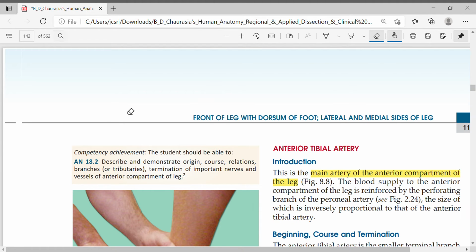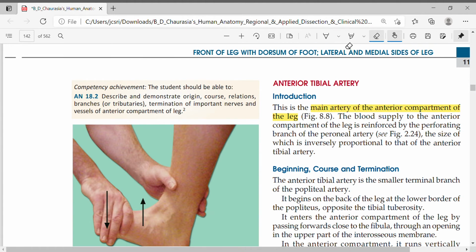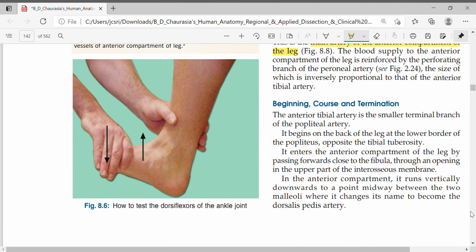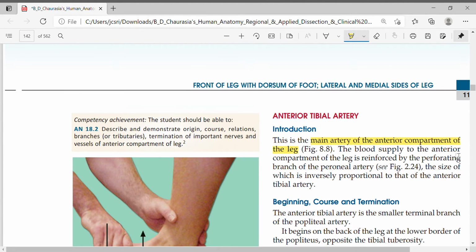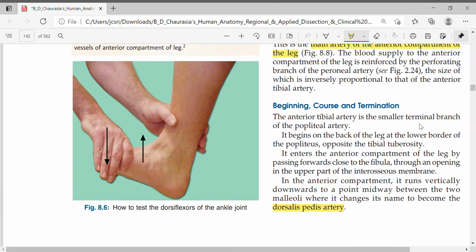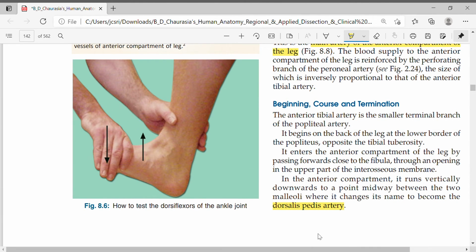Next you can see the anterior tibial artery. It is supplying the anterior compartment, and it gets terminated. First remember where it is from, and remember where it is getting terminated. It terminates by forming the dorsalis pedis artery. So the origin is from the popliteal artery, and the termination is as the dorsalis pedis.